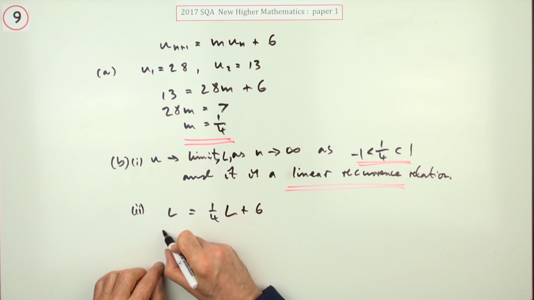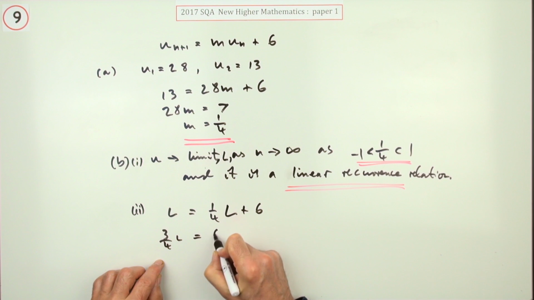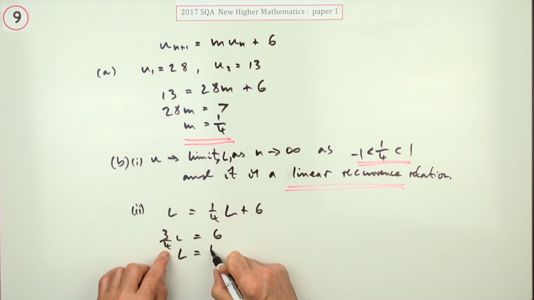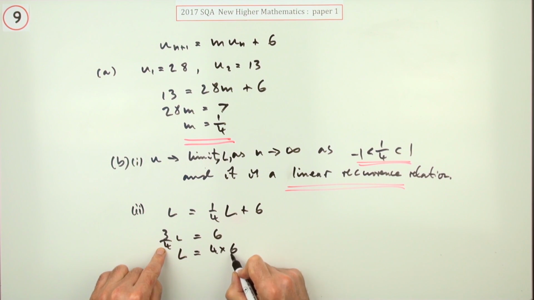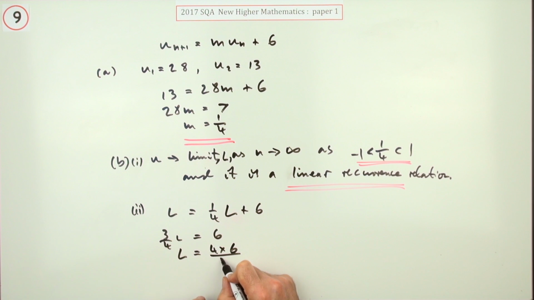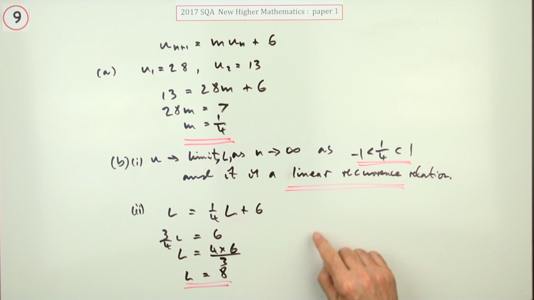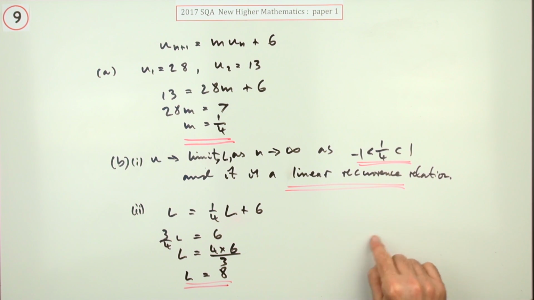Well, take that across. You'll be left with 3/4 of L is 6. So L will be 4, take the dividing number across and multiply. 4 times 6, take the 3 across and divide. So that limit should be 8. Or you can just put your formula down. L equals B over 1 minus A. You'll get the same result.